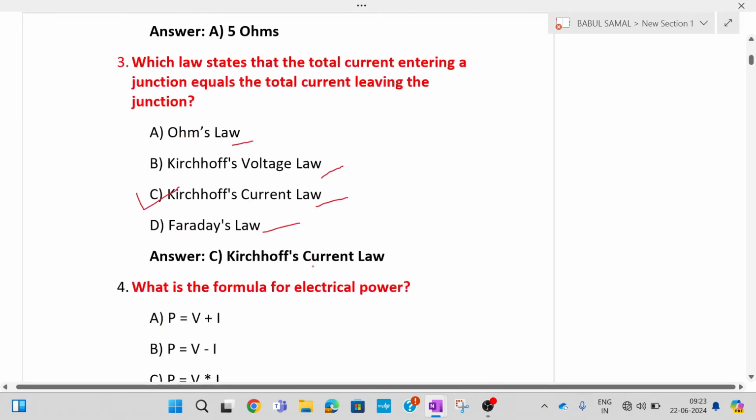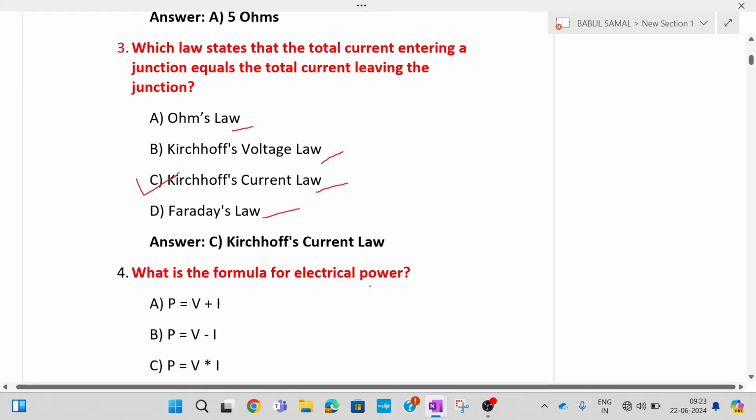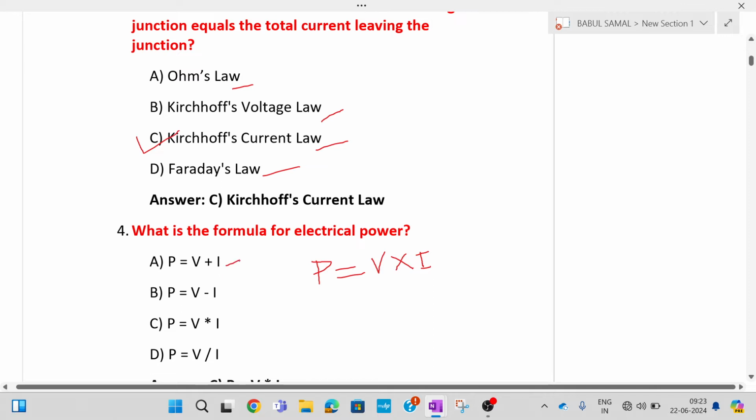Next question. What is the formula for electrical power? So we know electrical power is denoted by capital P, and if you multiply voltage into current, then we will get the power. So options are P is equal to V plus I, P is equal to V minus I, P is equal to V into I, P is equal to V by I. So the correct relation between power, voltage and current is option C, which is P is equal to V into I.